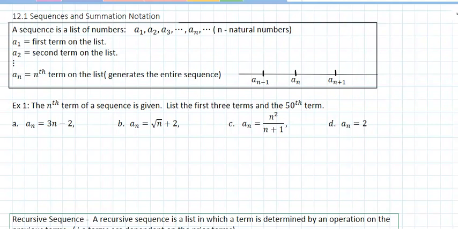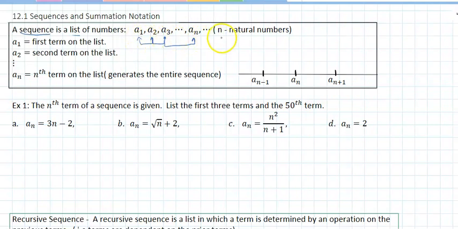12.1 talks about sequences and summation notation. We start with a sequence. What a sequence is: a list of numbers. Those numbers have a specific order that you must pay attention to.